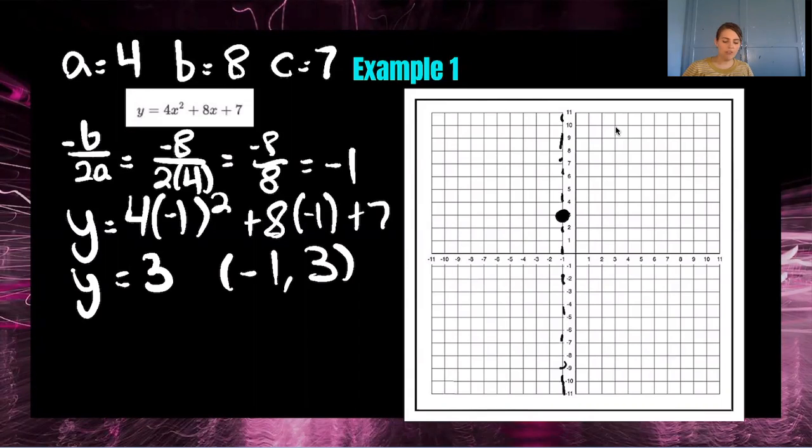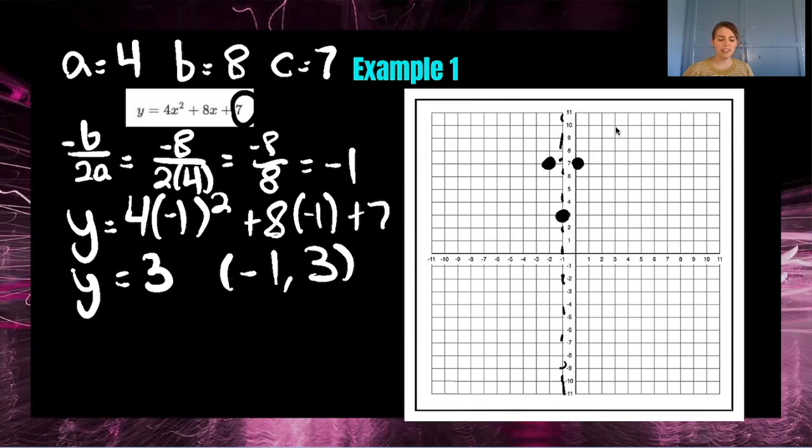Now I'm going to look for my y-intercept. My y-intercept is just my C value. So plus 7. Then I'm going to use the mirror. The intercept is 1 away, so 1 away on the other side gives me a 7 here.